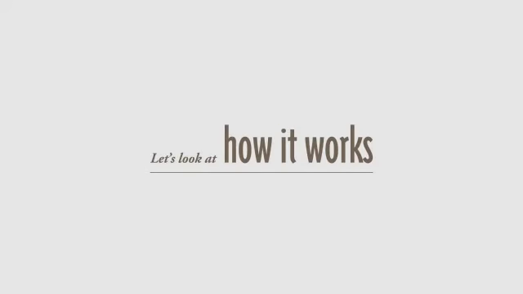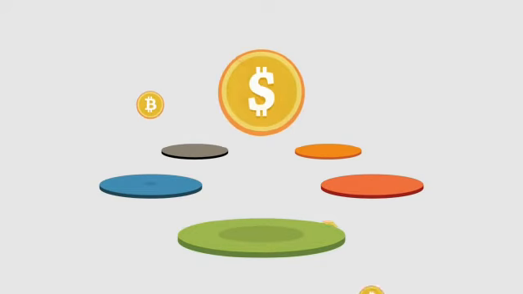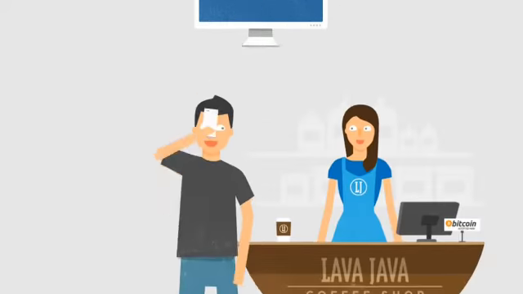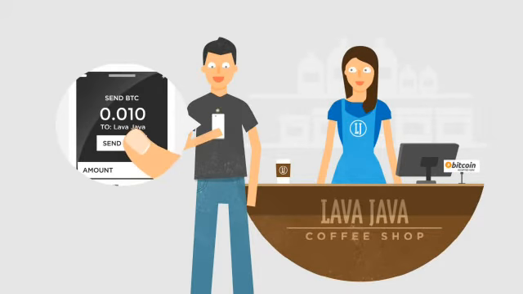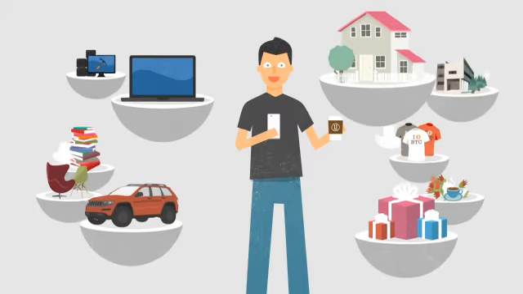Let's look at how it works. Several currency exchanges exist where you can buy and sell Bitcoins for dollars, euros, and more. Your Bitcoins are kept in your digital wallet on your computer or mobile device. Sending Bitcoins is as simple as sending an email, and you can purchase anything with Bitcoin.